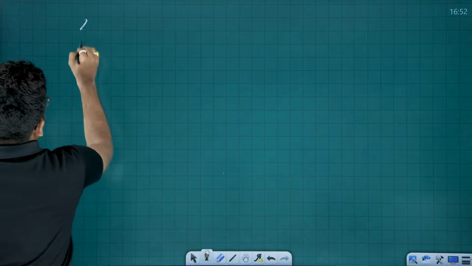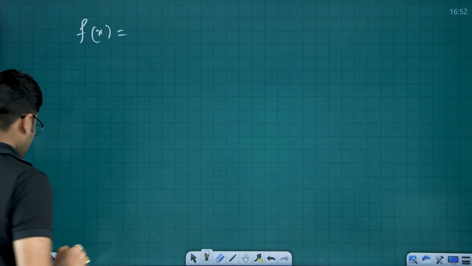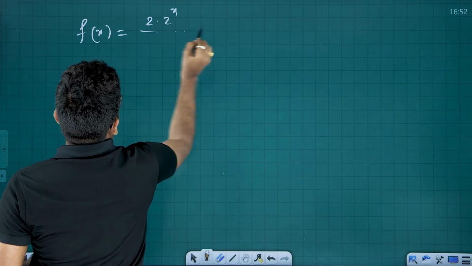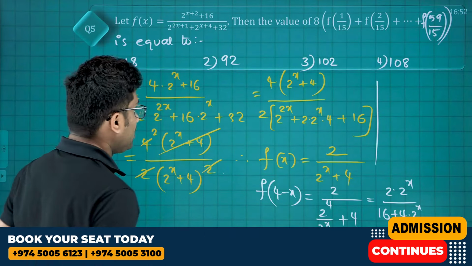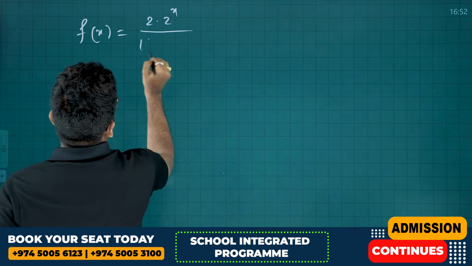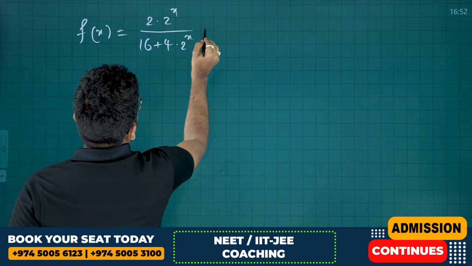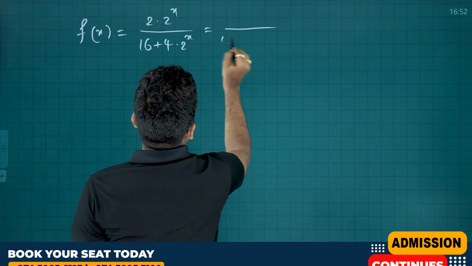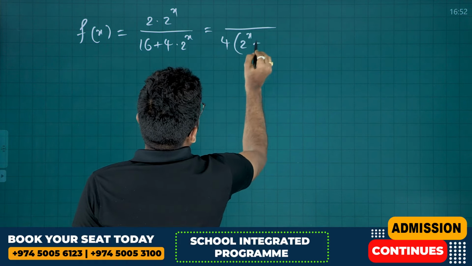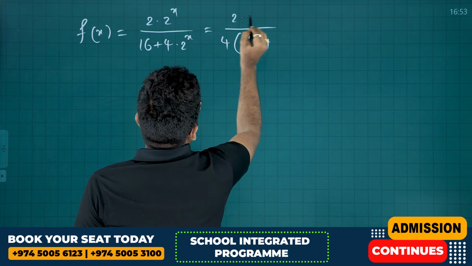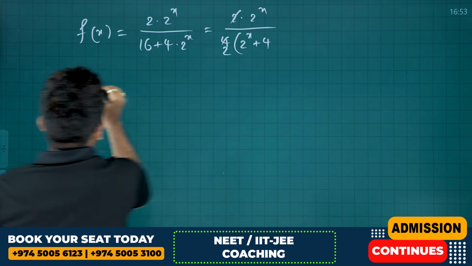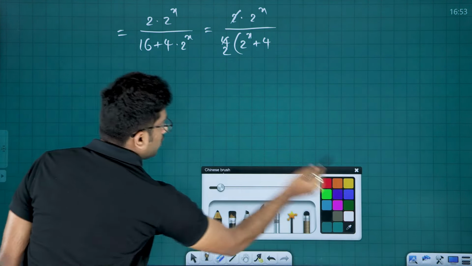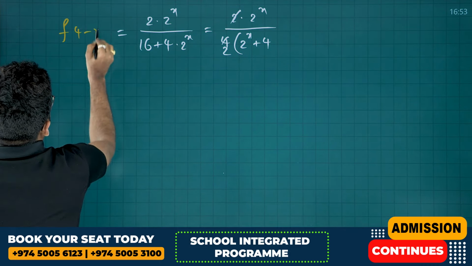So f of 4 minus x is equal to 2 into 2 power x divided by 16 plus 4 into 2 power x. See this, friends, now that becomes, you can take 4 common in the denominator, 4 times (2 power x plus 4), and 2 into 2 power x. So 2 ones, 2 twos, that is nothing but f of x. This is equal to f of x.